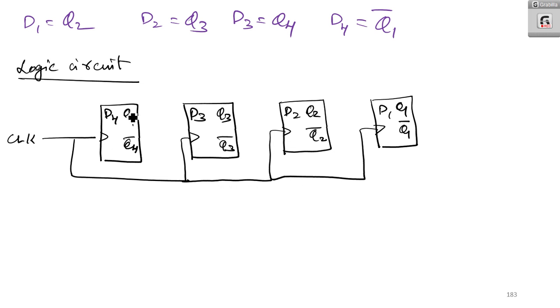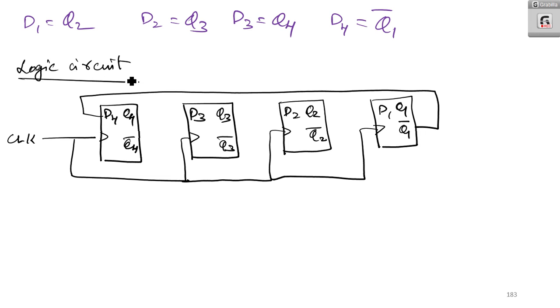Clock is remaining there. Now what is D4? D4 is equal to Q1 bar. Now D3 is equal to Q4. Now what is D2? D2 is equal to Q3. What is D1? D1 is equal to Q2. Therefore here you can see that the complemented output of the last flip-flop is fed back as input of the first flip-flop. That is why it is known as a twisted ring counter.